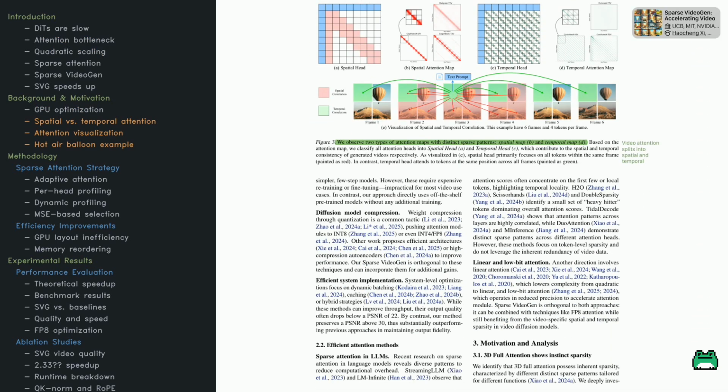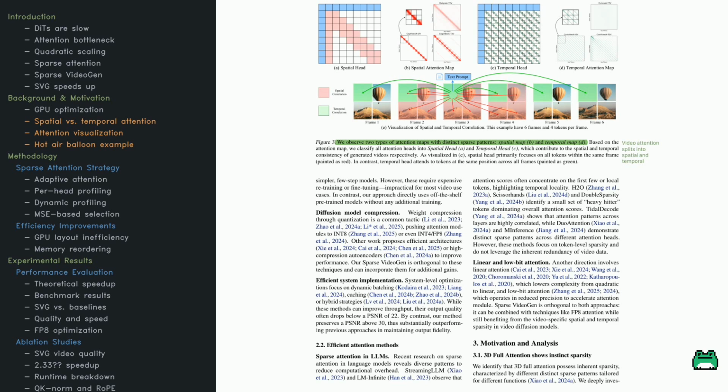Now let's dig into how attention works in video models. It's not the same as in text models. Instead of looking at word relationships, video diffusion models need to handle both spatial and temporal attention at the same time. Check out Figure 3 for a clear visualization. Video attention splits into two types. Spatial attention, shown in red, focuses on relationships inside a single frame.